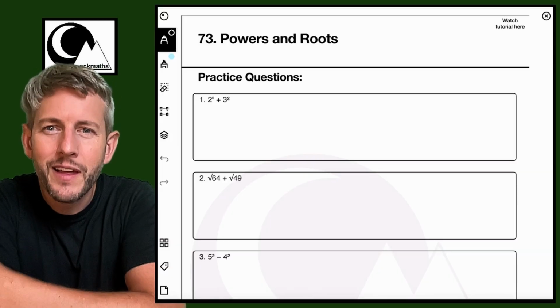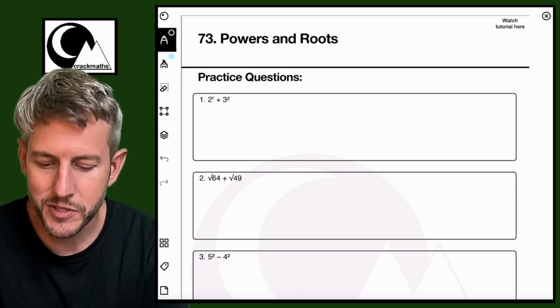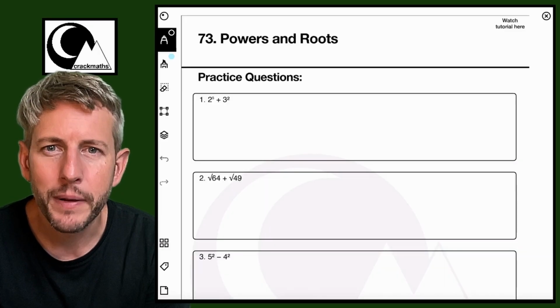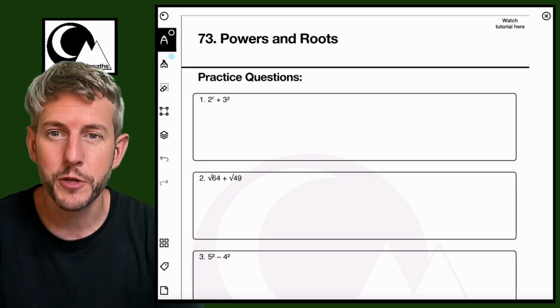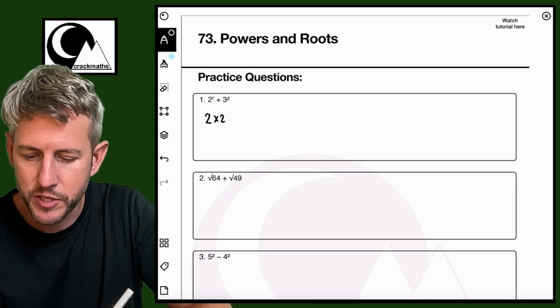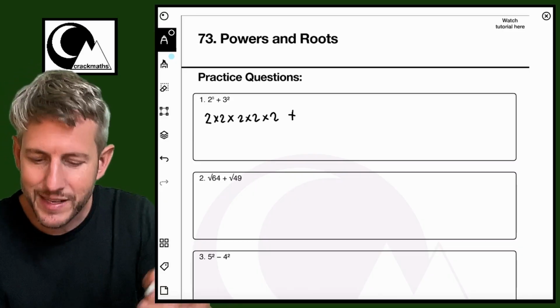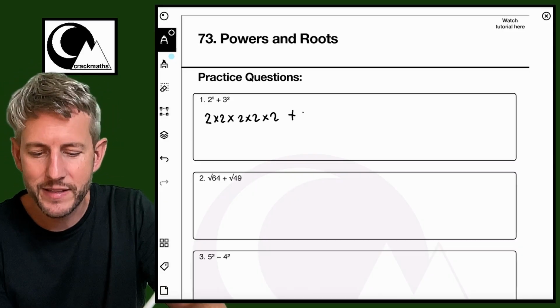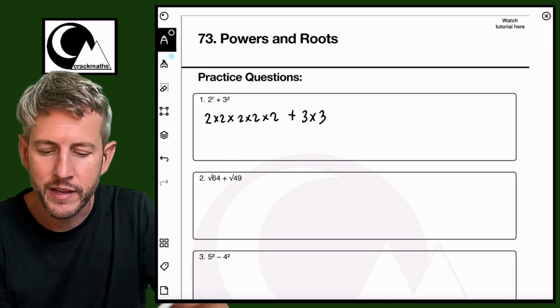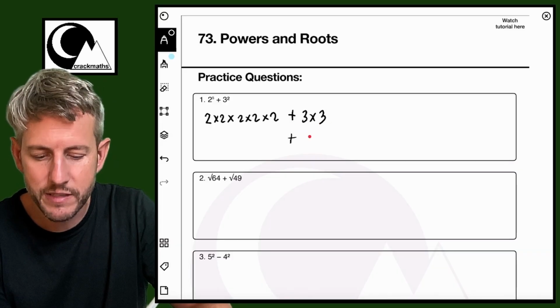Okay, so let's have a look at this first question. This first question says 2 to the power of 5 plus 3 to the power of 2. So 2 to the power of 5 means 2 times 2 times 2 times 2 times 2. And 3 to the power of 2 means 3 times 3. So let's do 3 to the power of 2 first. That's nice and easy. 3 times 3 is 9.